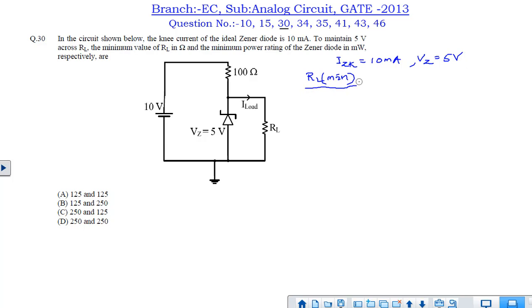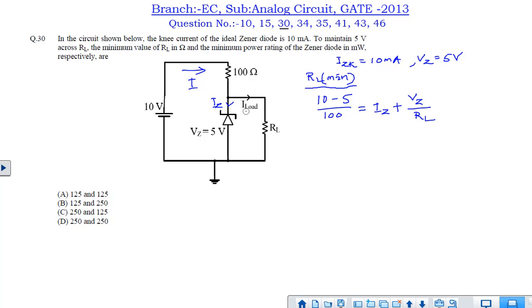First let us find out what is RL minimum. So we can name this current as I, this current as IZ, and this is the load current. So you can apply KCL at this point. If you apply KCL at this point, 10 minus 5 volt, because this is 5 volt, so (10 minus 5) divided by 100 ohm equals IZ current plus IL current.